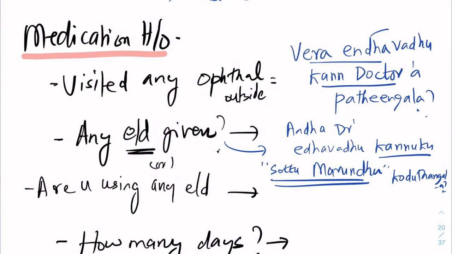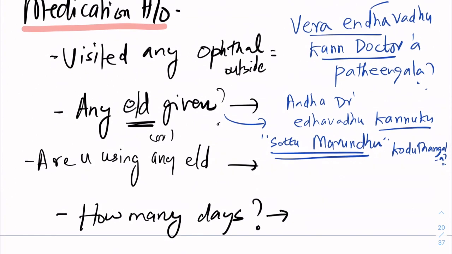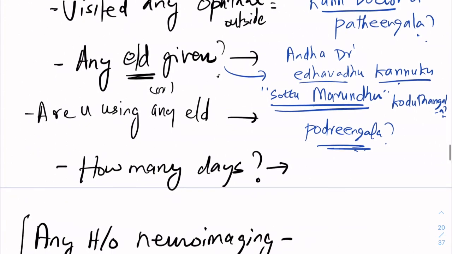Or are you using any eye drops? ஏதாவது கண்ணுக்கு சொட்டு மருந்து போடுறீங்களா. போடுறீங்களா means are you using. The patient says, yes, I am using eye drops. You can ask for what. Some patients will know what that particular doctor gave the eye drops for. It could be for an ulcer, it could be for glaucoma, we never know. But the patients will know actually.